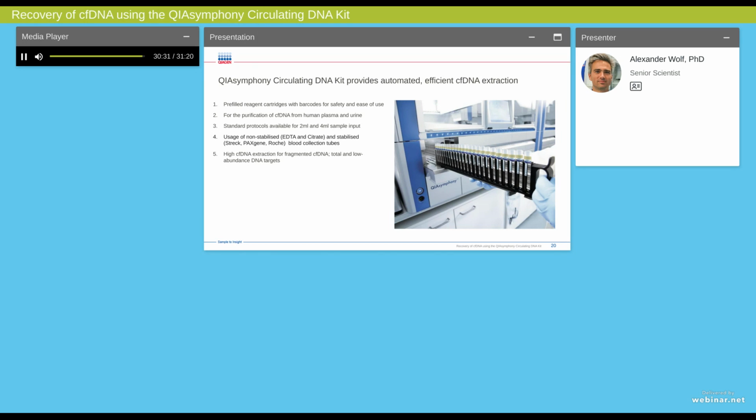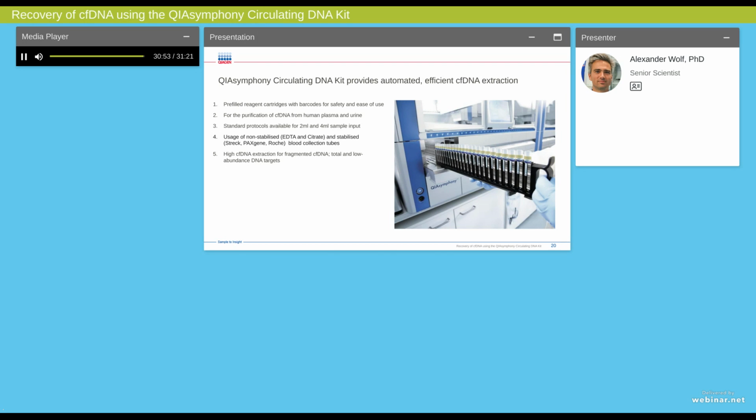To address the already existing but also the strongly increasing demands for a reliable and automated cell-free DNA extraction process, combined with a high throughput, QIAGEN developed the QIAsymphony Circulating DNA Kit, well established for several years now in the market. Its pre-filled and barcoded reagent cartridges ensure safe and easy use in a diagnostic environment.